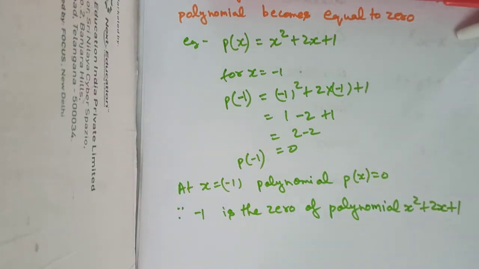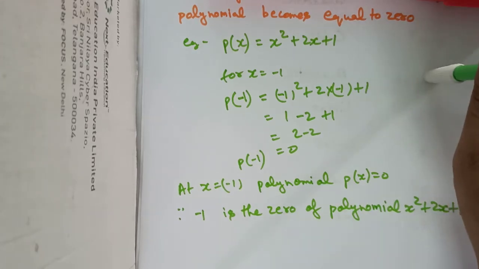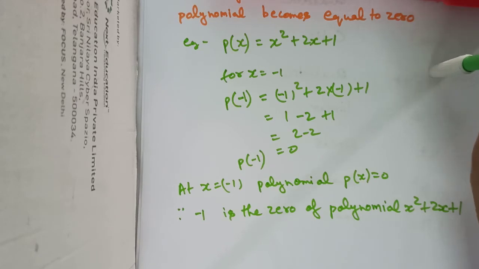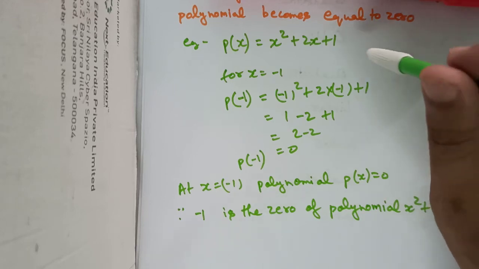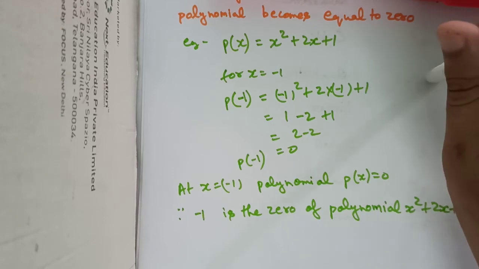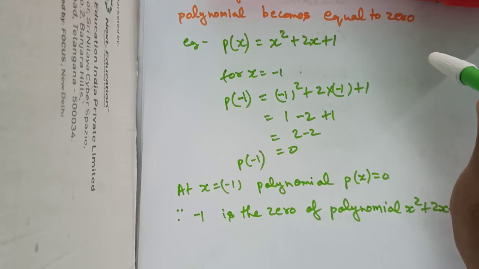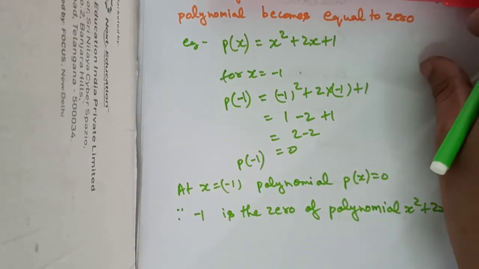I hope you have understood the concept. Only that value of the variable at which the value of the polynomial is equal to 0 is called the zero of the polynomial. All other values of the variable at which the value of the polynomial is not equal to 0 are not the zero of the polynomial. Hope it is clear to you.